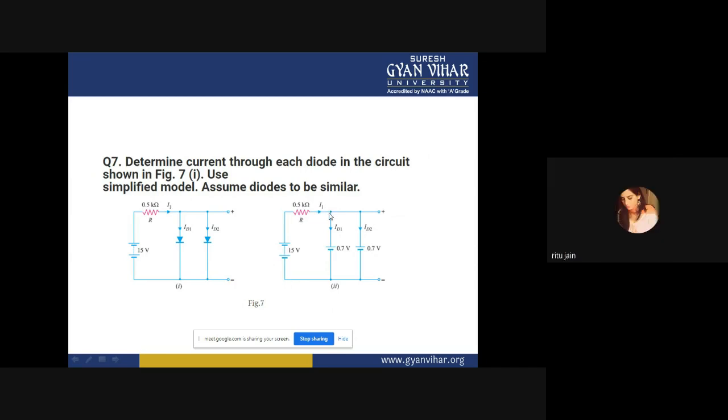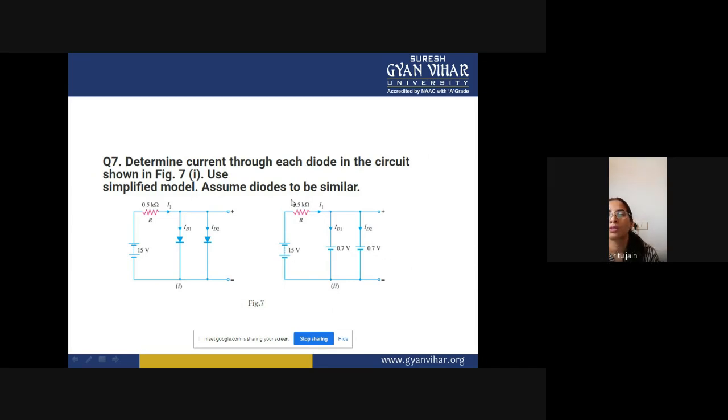So if you apply KCL at this node, according to Kirchhoff's law, the sum of incoming current and outgoing current at any node is equal to 0. So the incoming current is equal to your outgoing current. The incoming current is your I1 and the outgoing currents are your ID1 and ID2. So I1 is equal to ID1 plus ID2. This is your equation number 1.